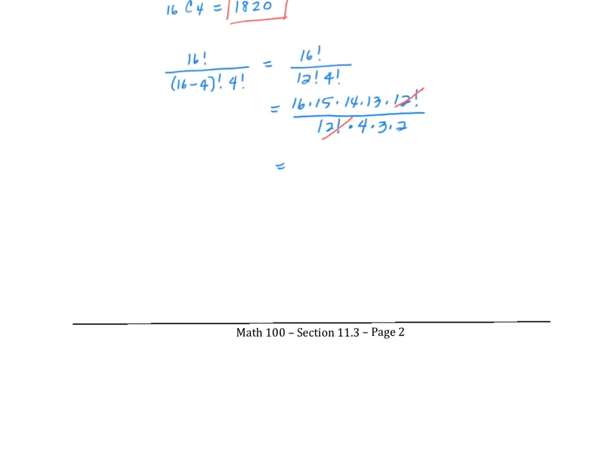Let's see, 4 times 8, divide by 3. I could do 4 times 2 is 8. 8 goes into 16 2 times. And 15 is divisible by 3, so this would be a 5. 2 times 5, that's 10, times 14, 140, times 13. Is that 1820? And it is.